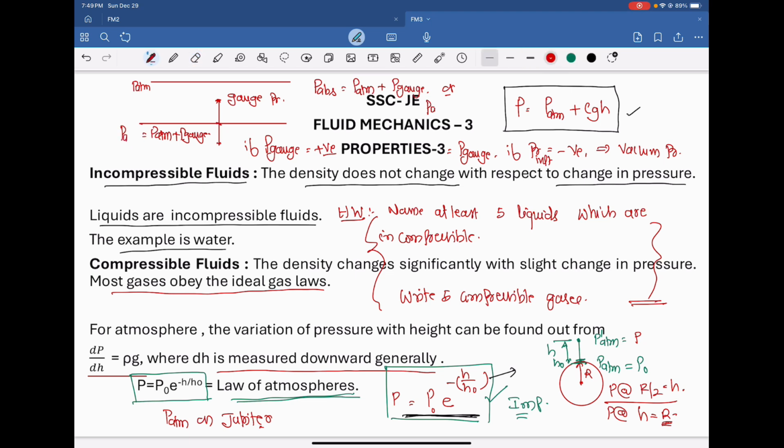If gauge pressure measured is a vacuum, if gauge pressure measured is negative, if P gauge is positive, gauge pressure is measured by an instrument. If P gauge is positive, then it is called a gauge pressure, the pressure measured by an instrument. If the pressure measured by the instrument is negative, then it will be vacuum pressure.